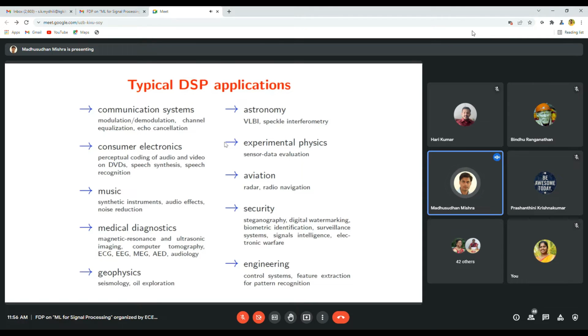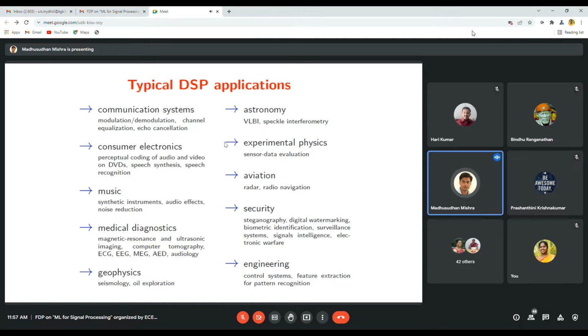But because of the many advantages of DSP, digital signal processing finds application in various domains. For example, in communication systems, then in astronomy, then in consumer electronics like perceptual coding of audio and video on DVDs, speech synthesis, speech recognition. Then in music also, DSP applications are present, like audio effects and Dolby effects.